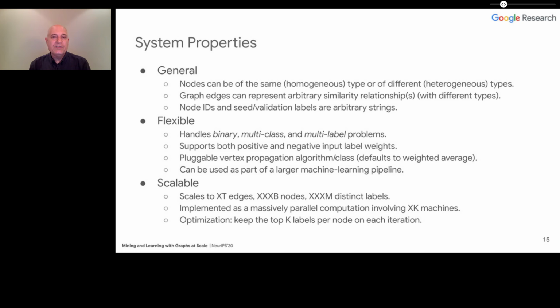One optimization that we use that's described in one of our papers is to not keep all labels at every node. We keep only the top K labels at each node. And we've shown that still produces good results. That's especially useful when you have a very large label set.